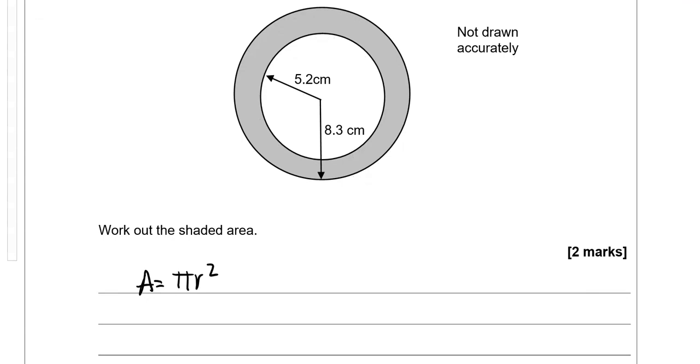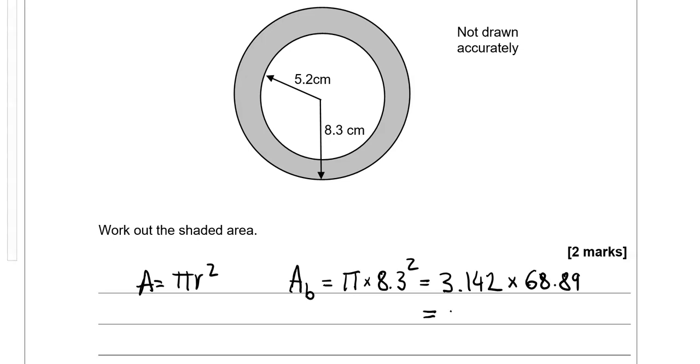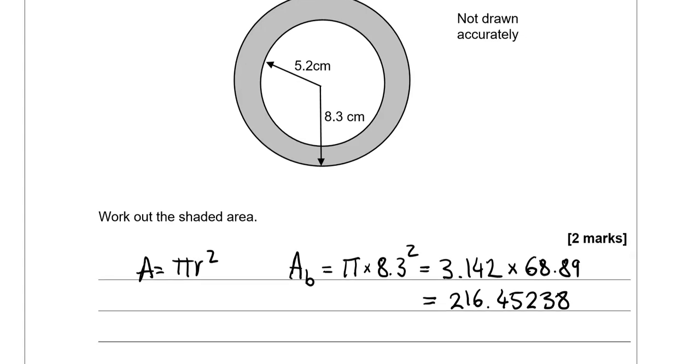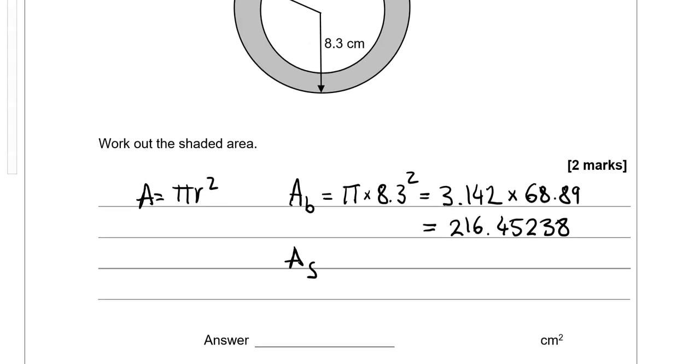So area of the big circle is equal to pi times 8.3 squared. I'm going to use pi equals 3.142 times 8.3 squared, which is equal to 68.89. And when we multiply them, we get 216.45238. Now we'll work out the area of the small circle.